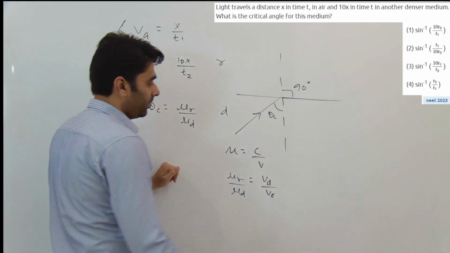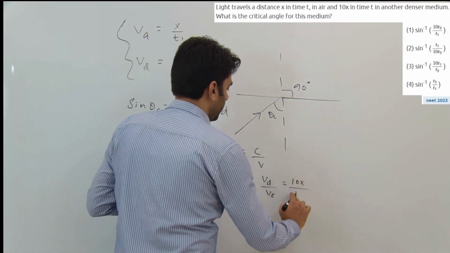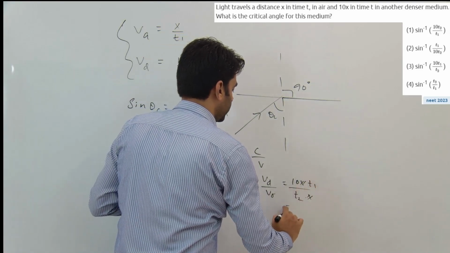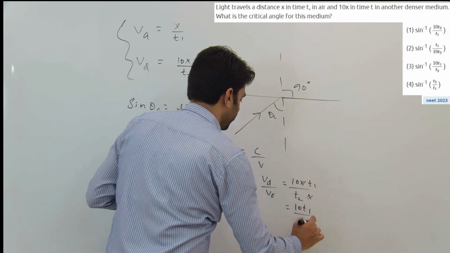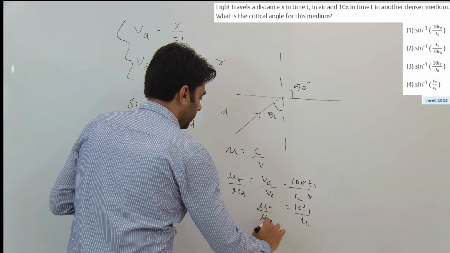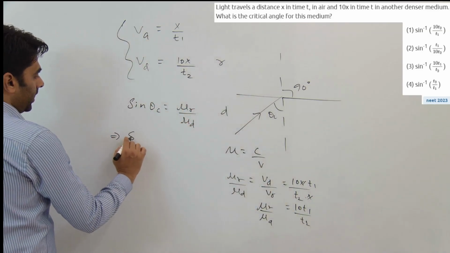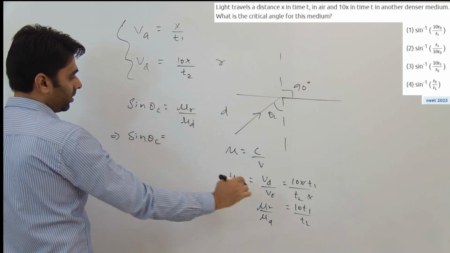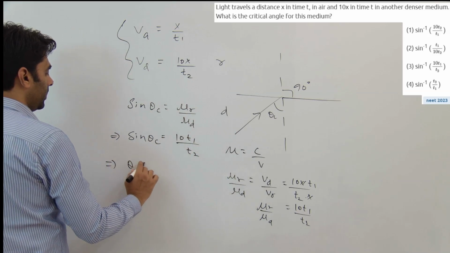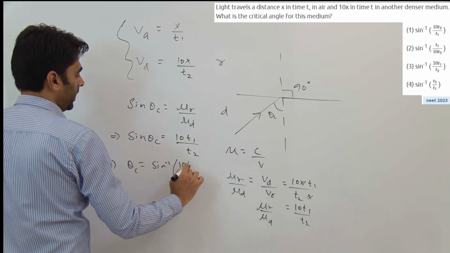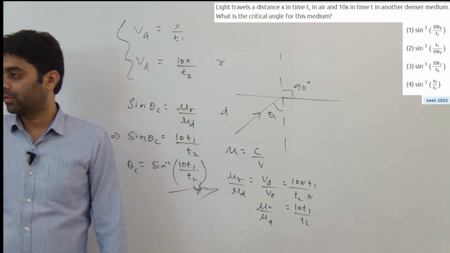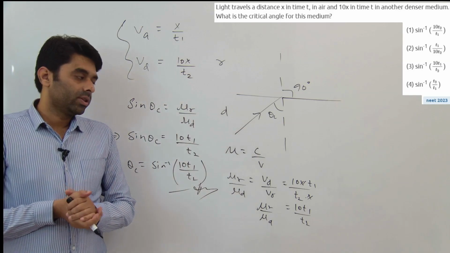How much is the speed in denser medium? It is 10x by t2, and speed in rarer medium is x by t1. X cancels out, that means 10 t1 by t2. This is the ratio for mu r by mu d. Let's substitute over here. Sin theta critical is equal to mu r by mu d, that is 10 t1 by t2. So theta critical will come out to be sin inverse of 10 t1 by t2. You can check the options: option number 3 is our correct answer.